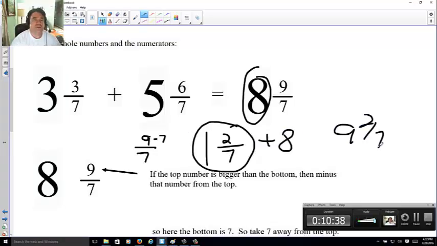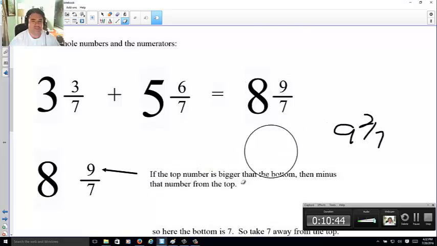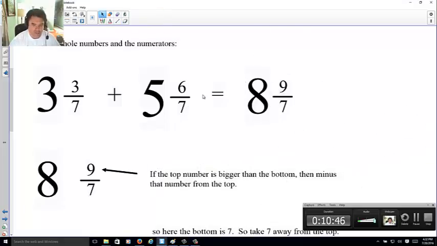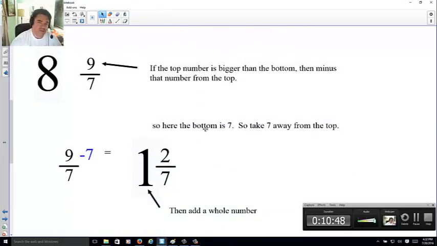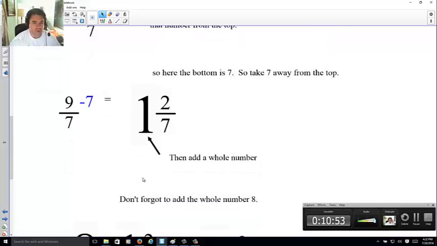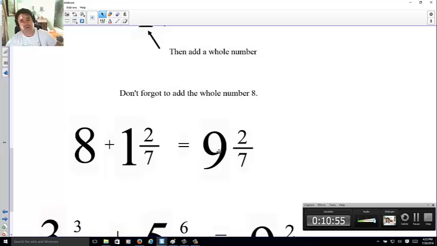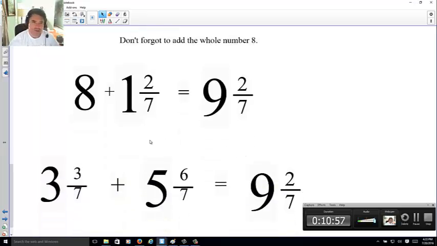9 and 2 sevenths. We'll be doing some of this tomorrow in class. Again, I realize fractions are universally disliked for this reason, but once you get used to it, I think you'll be fine. So here's the bottom, still a 7. We talked about 9 minus 7, which makes 2, gives you big 1. And 8 plus big 1 makes 9. And 2 sevenths comes along for the ride.